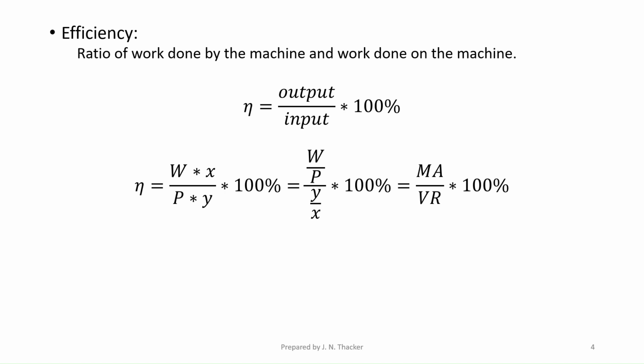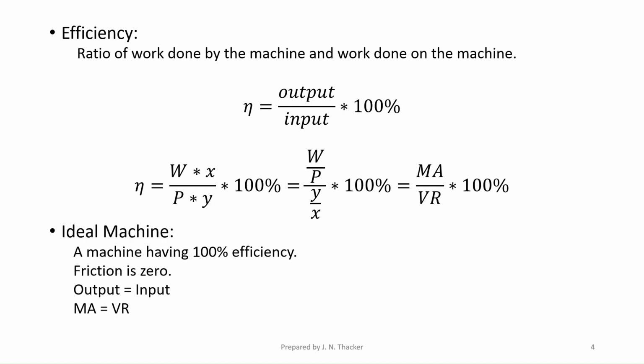Now notice that we will always write efficiency in percentage terms. So whatever decimal value you get, you will multiply it with 100 and show the percentage sign. So that is your efficiency, output by input or MA by VR. Next is ideal machine. A machine having 100% efficiency is called an ideal machine. Now in an ideal machine, friction is zero, output is equal to input, and mechanical advantage is equal to velocity ratio.